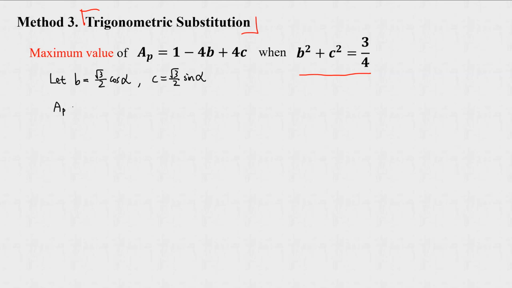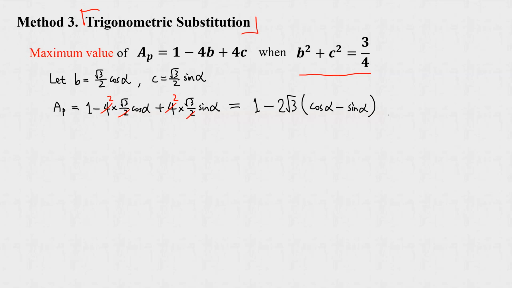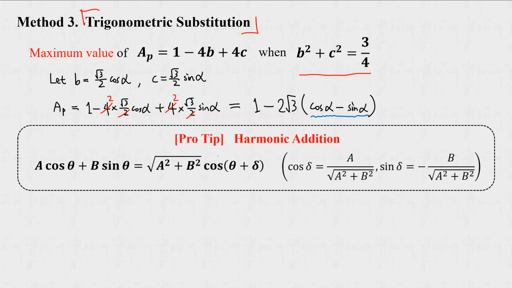Then AP can be expressed as 1 minus 4 times square root of 3 over 2 cosine alpha plus 4 times square root of 3 over 2 sine alpha. So we can write 1 minus 2 square root of 3 times (cosine alpha minus sine alpha). Notice that we have a linear combination of cosine alpha and sine alpha. This is a very good form to apply harmonic addition of trigonometric functions, which allows us to convert the given form into a single trigonometric function.